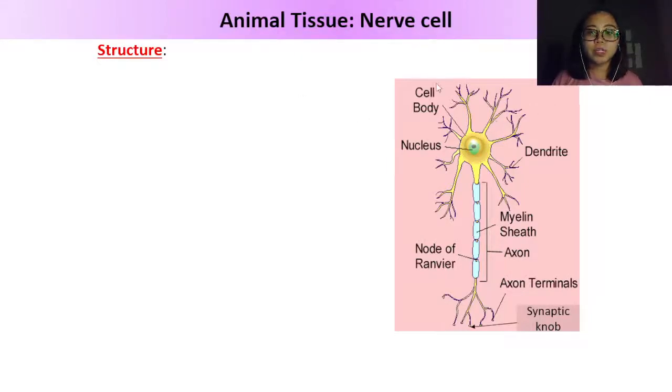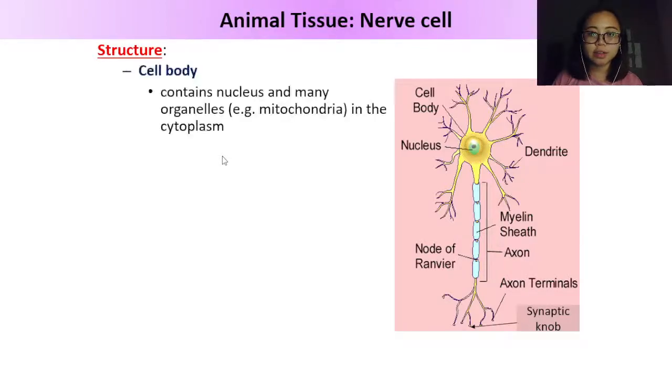Okay, so as you can see from this diagram here, there are quite a few things that we can label and identify. First things first is the cell body. It is the main part of the nerve cell that will contain the nucleus and many organelles, such as mitochondria in the cytoplasm. Dalam arti kata lain, dialah badan kepada nerve cell itu.